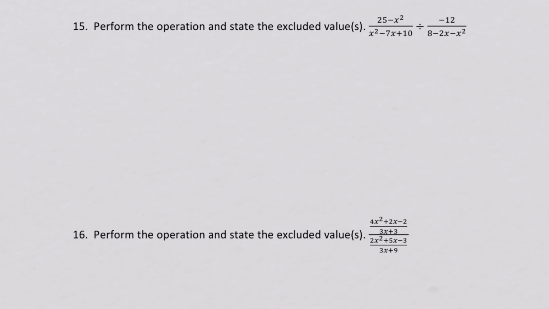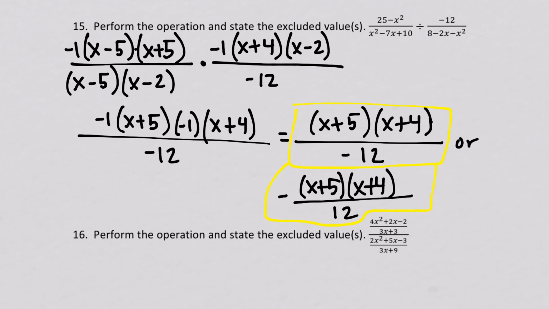All right, you try 15 on your own. Go ahead and try it. Factor, cancel, do everything that I just did. Don't forget that you're supposed to change this to multiplication by doing the reciprocal here. So go ahead and try it. Pause the video. Come back once you're done to check your answer. Okay, so here we go.